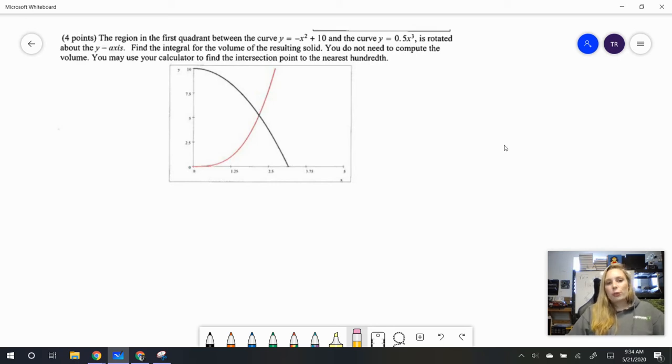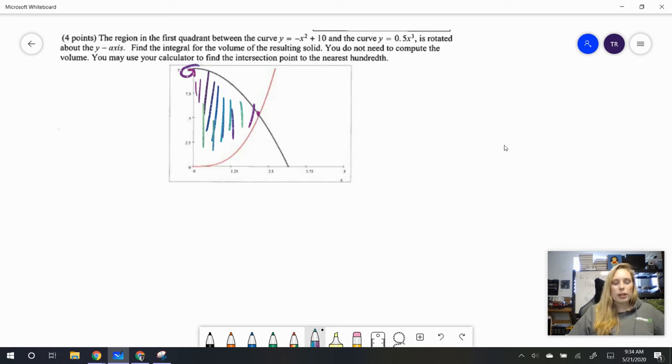So let's decipher, what is this trying to get us to do? What type of solid is this trying to have us make? It says it is rotated about the y-axis, and that tells me that we are going to rotate around like that. This is the region that is bound by the y-axis and has that point of intersection. It's going to be important that we know what that point of intersection is, but let's not worry about that right now.